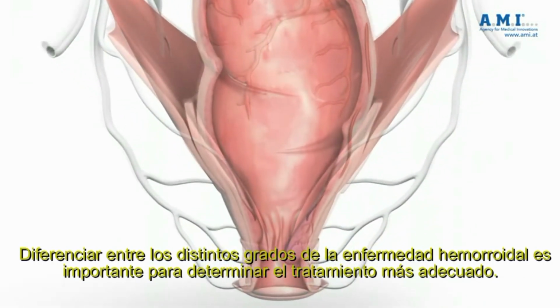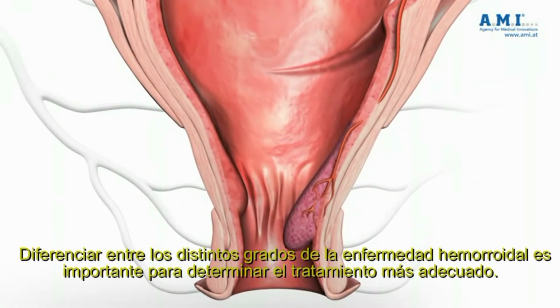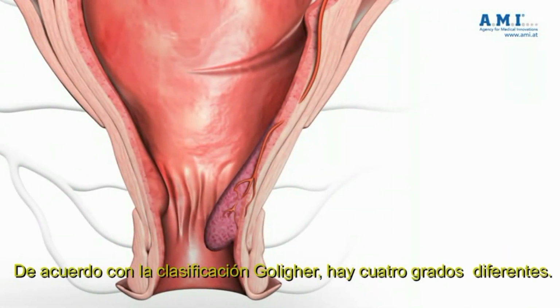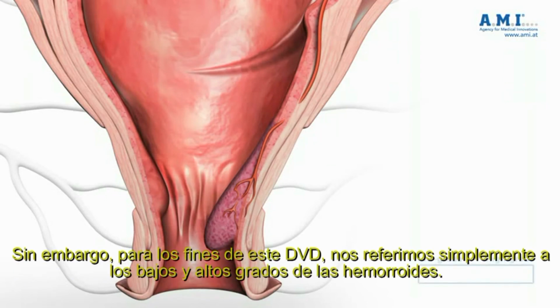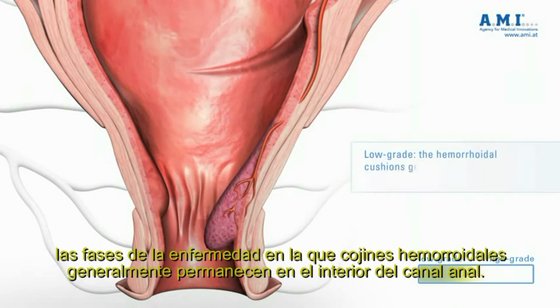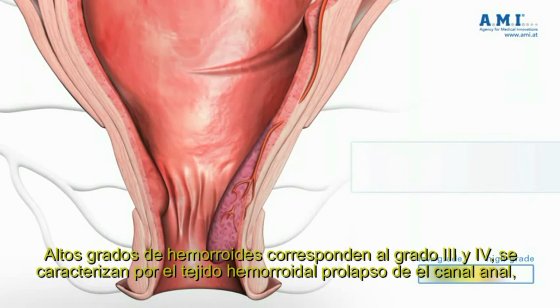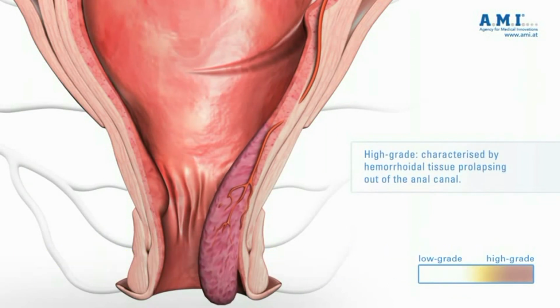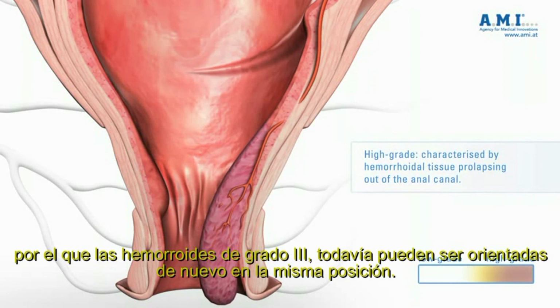Differentiating between the different grades of hemorrhoidal disease is important for determining the most suitable treatment. According to the Gallagher classification, there are 4 different grades. However, for the purposes of this DVD, we simply refer to the low and high grades of hemorrhoids. Low corresponds to grade 1 and grade 2 of the Gallagher classification, those stages of the disease where the hemorrhoidal cushions generally remain inside the anal canal. High grades of hemorrhoids, that is, grade 3 and 4, are characterized by hemorrhoidal tissue prolapsing out of the anal canal, whereby grade 3 hemorrhoids can still be pushed back into position.